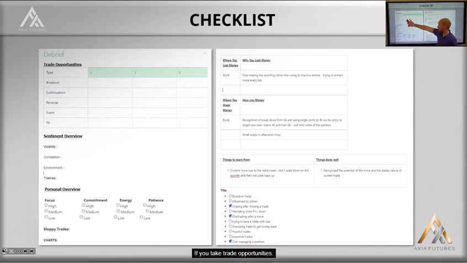And the reason for doing that, which I've got here, and I'll send this over, is if you take trade opportunities, one, this helps create a playbook because you break down breakouts, continuations, reversals, event trades, order flow trades, if you've got little scalp, spoofy type trades. But what it also does for you is it highlights how many opportunities you get on a day.